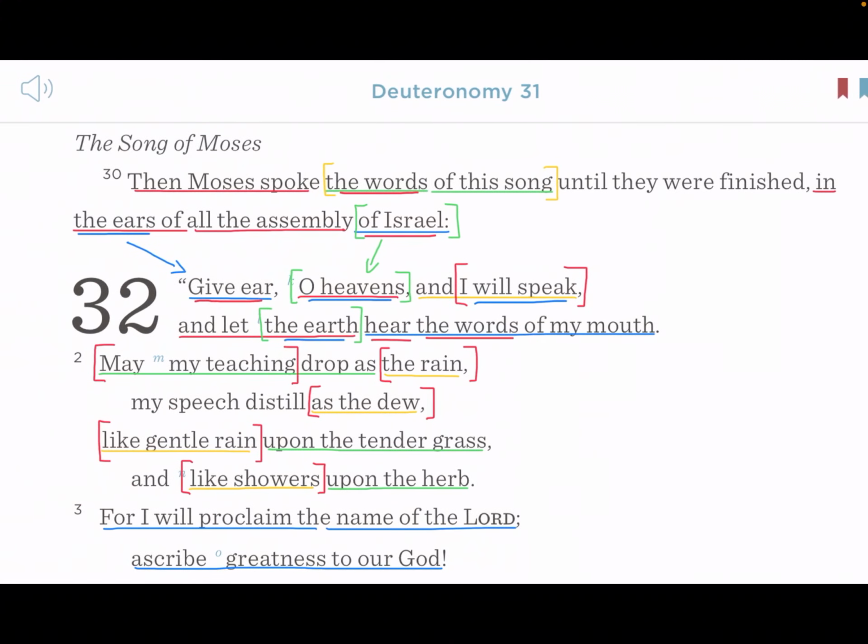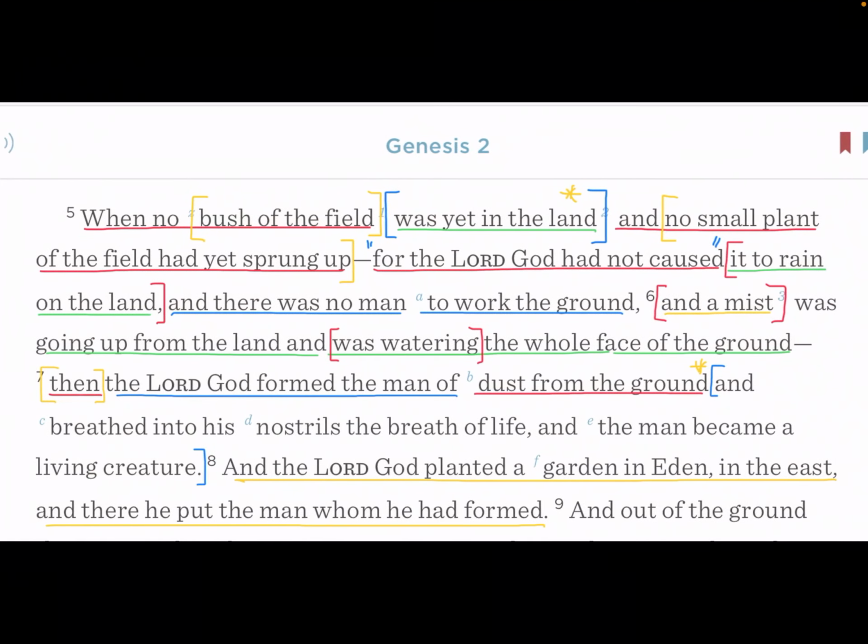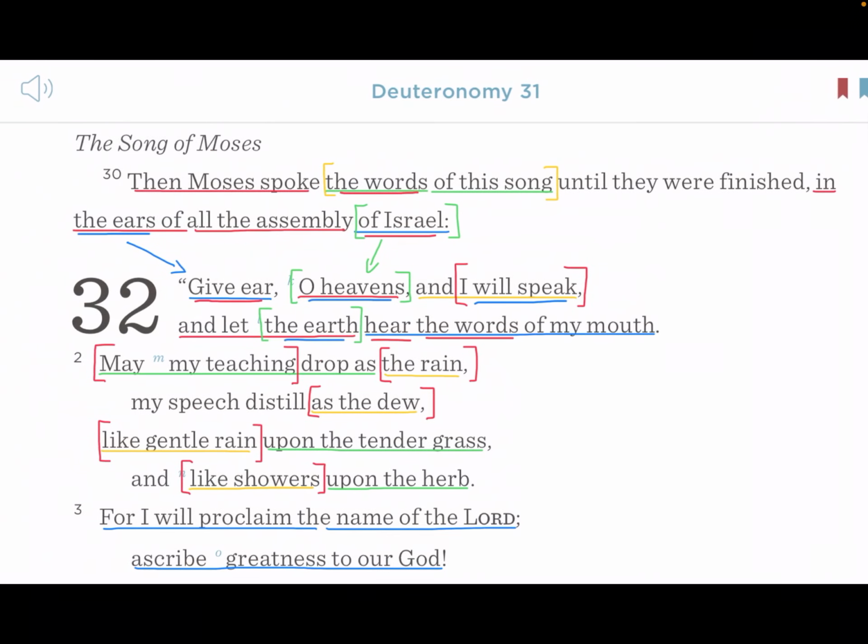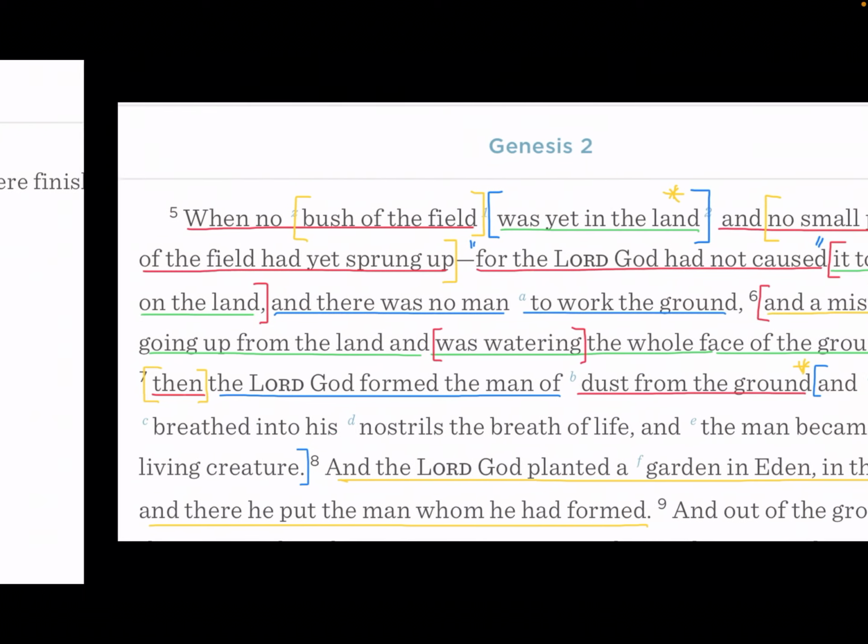So here the rain is being used as an image of the knowledge of God poured out onto the grass and the herbs, which are Israel. And here we have the grass and the herbs of the field not established yet. They had not sprung up yet because there was no rain yet. Just as we see here, the establishment of the tender grass and the herb, because the rain was coming, because the law covenant was established.